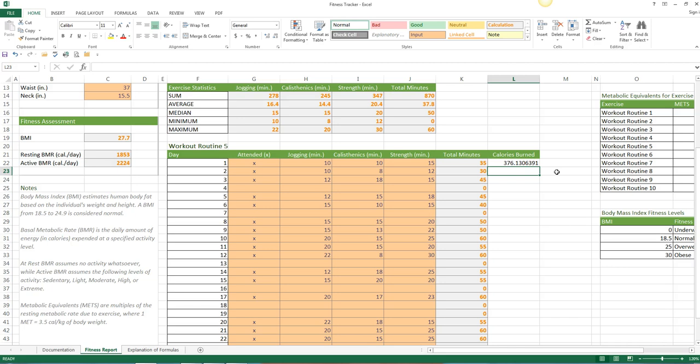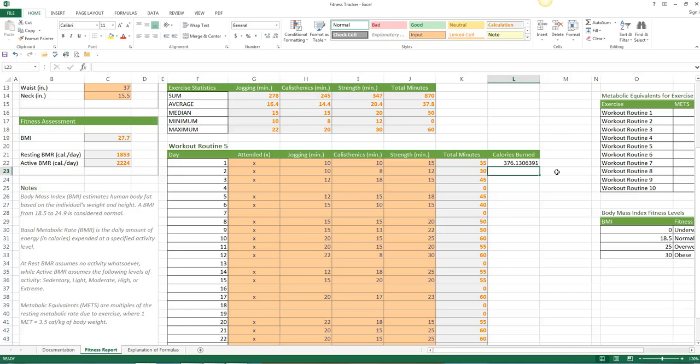To calculate the calories Daniel burned at his first workout, cell P20 stores the METS value, cell C11 contains Daniel's weight, and cell K22 is the total exercise time for workout routine 5 on the first day of the month. Cell L22 displays 376.13063991, which is the number of calories burned at the first workout.